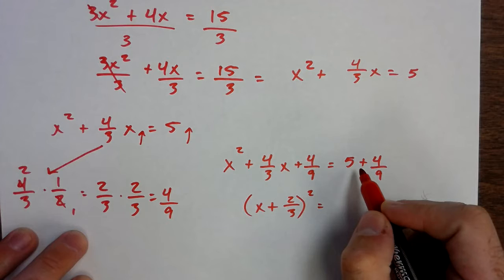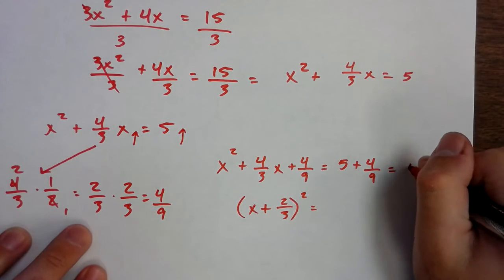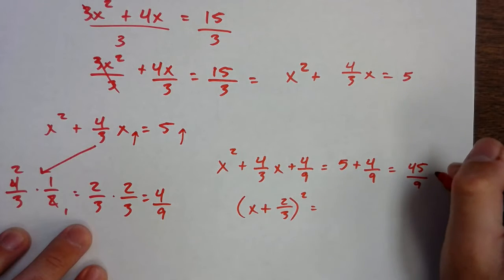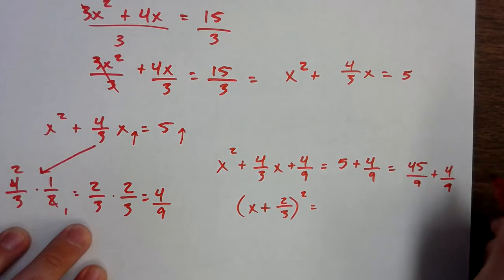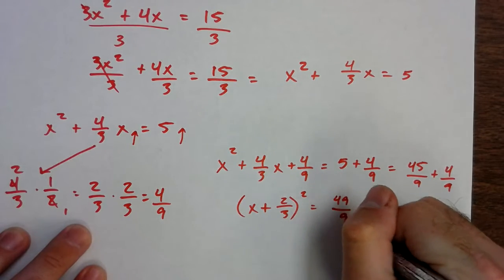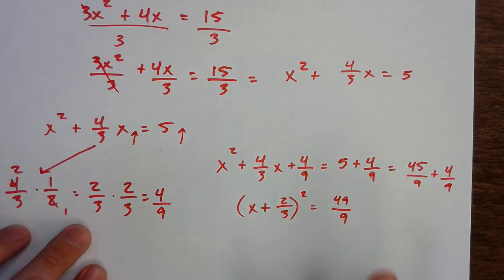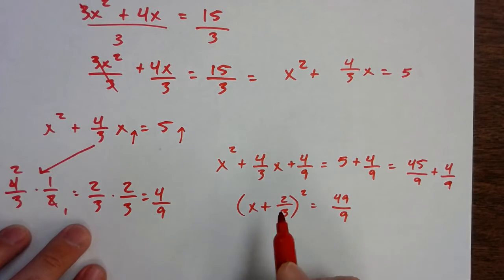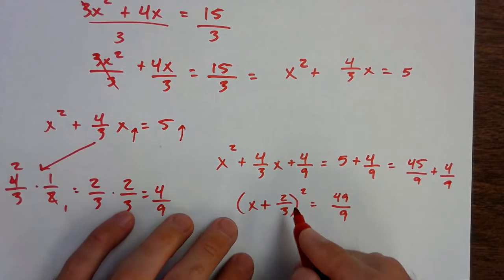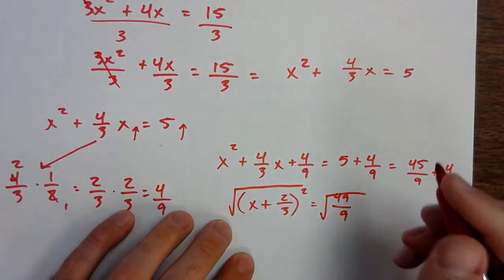Let's go ahead and find this. If I find a common denominator, it would be 45 over 9 plus 4 over 9. 45 plus 4 is 49 over 9. We'll leave it there for now. Next step, I've got to solve here. I've got to take the square root of both sides.